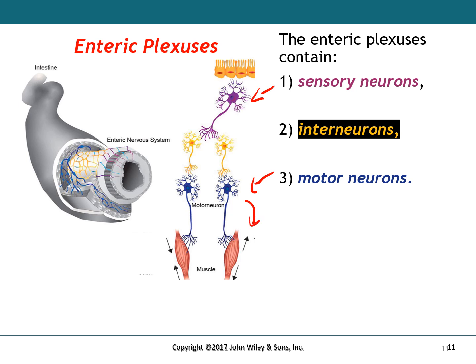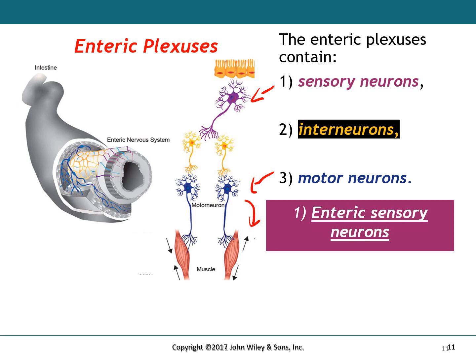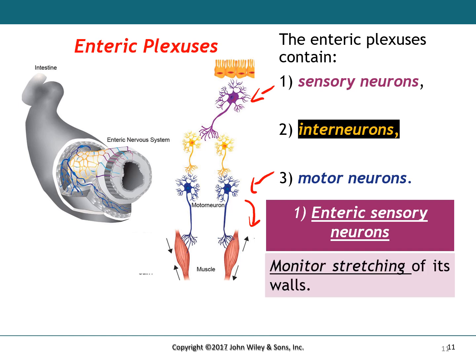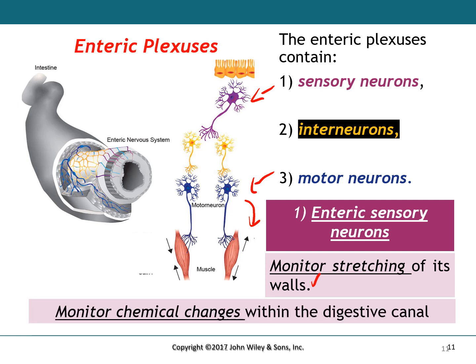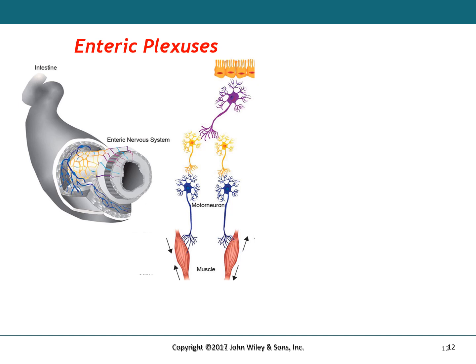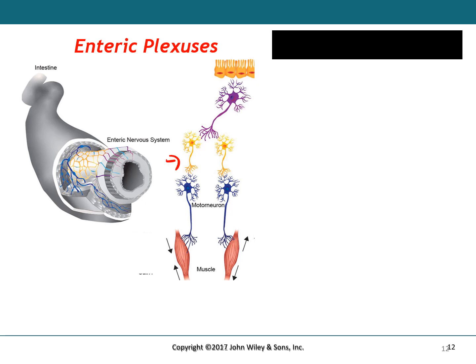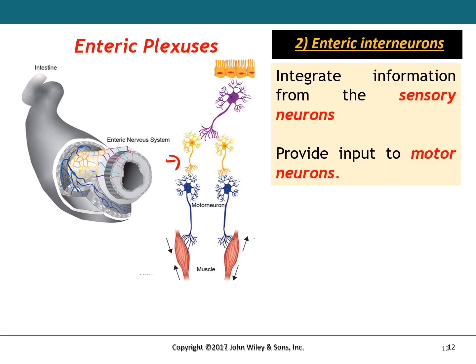So let's briefly talk about some information that appears in your textbook about each one of these neurons. For example, the enteric sensory neurons are in charge of monitoring the stretching of its walls, as well as monitoring the chemical changes within the digestive canal. The second group is this group here, the yellow ones, the interneurons. As the picture shows, they are in contact with both neurons, so they will integrate the information from sensory neurons, and they will provide an input to the motor neurons that are the ones that do the contractions.